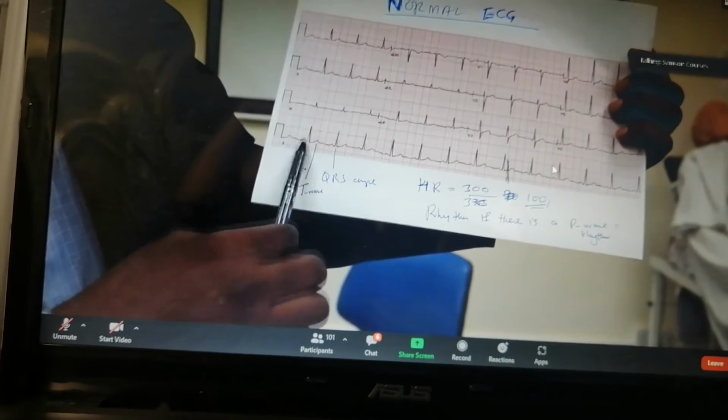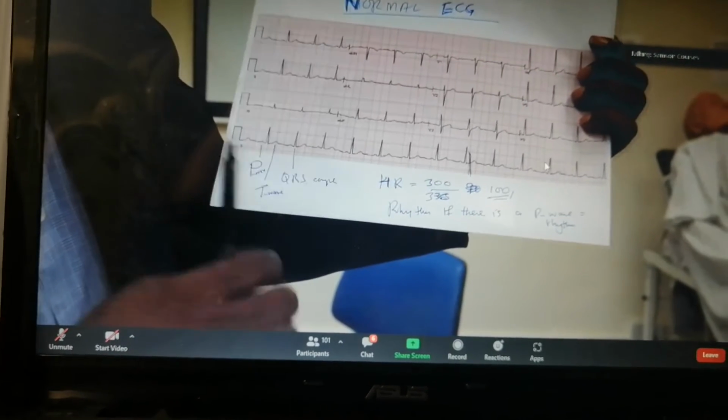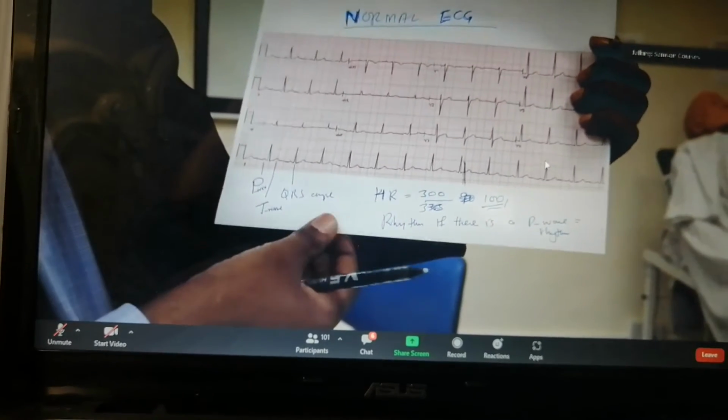Okay, so by now, we can say when it's sinus rhythm, whether it is regular or irregular, we can tell whether there's a P wave, no P wave, and the ST segment. Is that clear so far? Yes, is there anything else you want to ask at the moment?